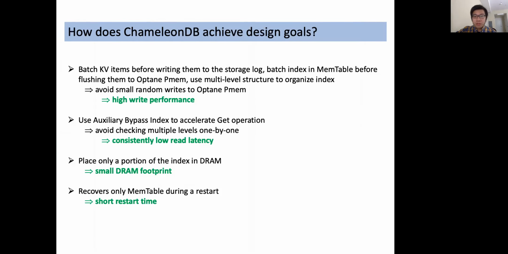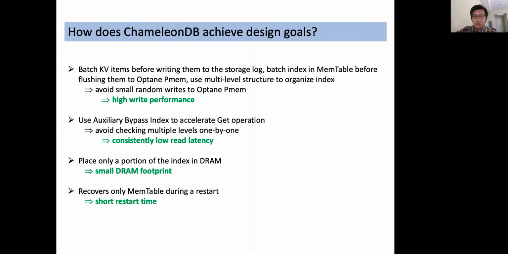Here, let me summarize how ChameleonDB achieves its 4 design goals. First, it batches KV items before writing them to the storage log. It batches index in the main table before flushing them to Optane Pmem. And it uses a multi-level structure to organize its index, so small random writes to Optane Pmem are avoided, and then high write performance can be achieved.